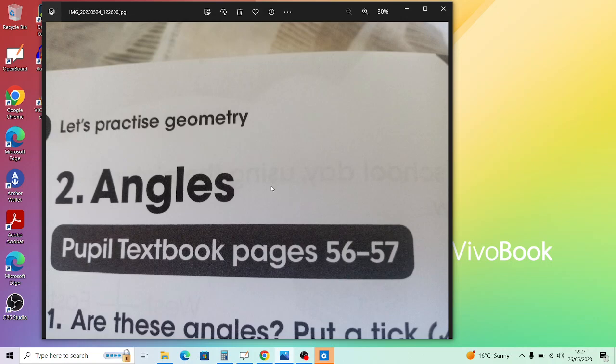B, the angle between the minute hand and hour hand is an obtuse angle when the time is the following. Okay, so what time is that? You need to know where the big hand and the small hand are, so between the minute hand and the hour hand.